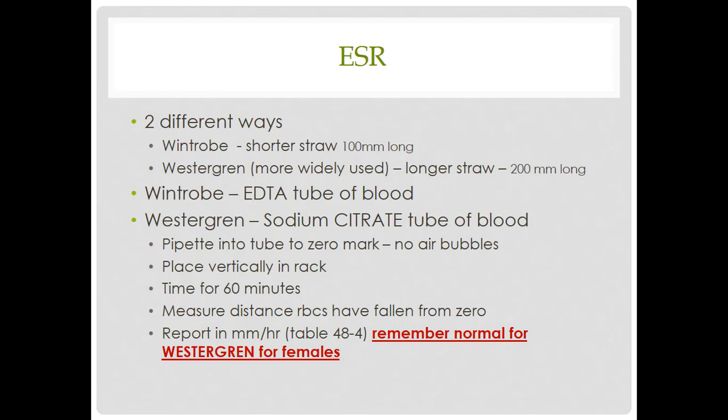Okay, it's a distance you measure that the red blood cells have fallen from the 0, which is the top of the long straw. So 0 calibration is at the top, and then the red blood cells start to fall, and as they fall and settle, they sediment, they go down. You're counting how many millimeters it's going down. Okay, it's a distance. So you report it in millimeters per hour.